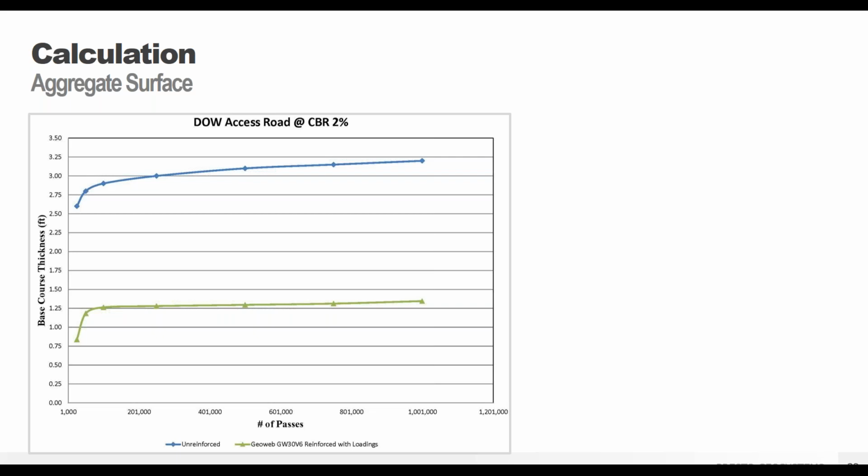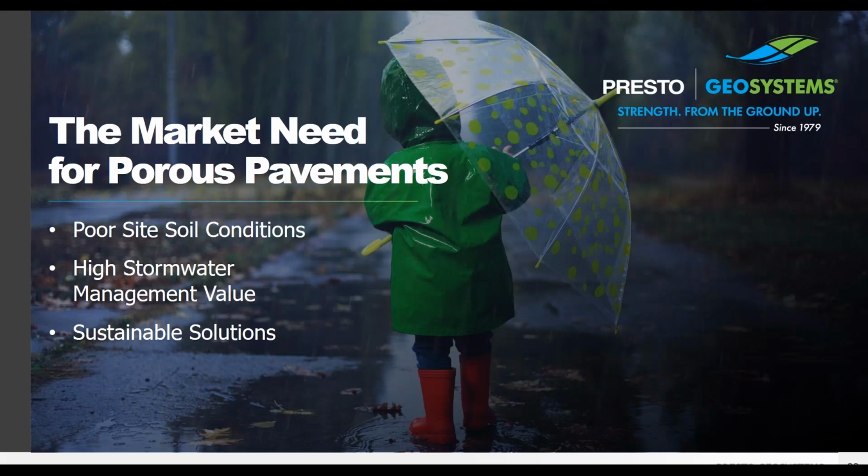So this does really work. We have all of the research and everything to back it up. And now we're going to shift gears for a minute, and talk about some of the environmental aspects of using the GeoWeb system as a porous pavement.